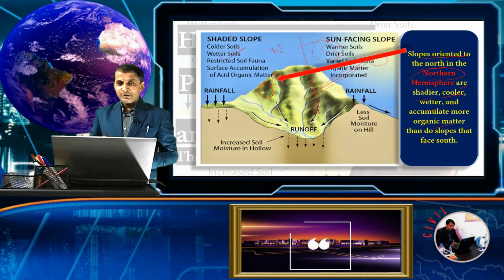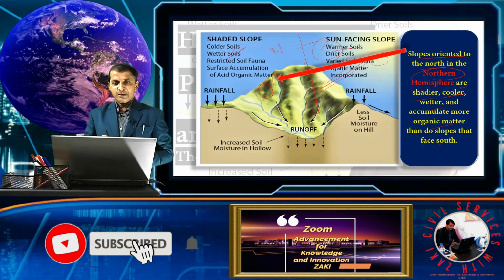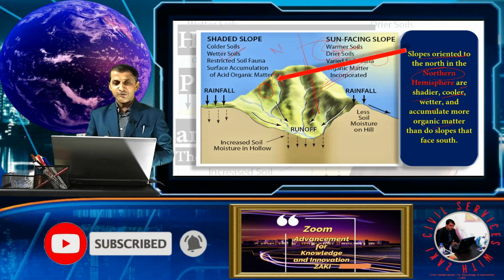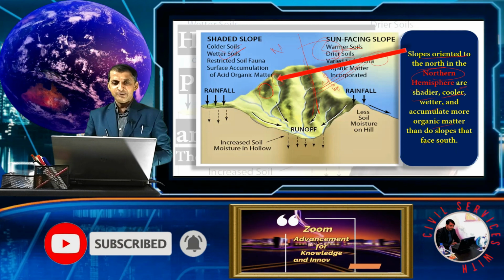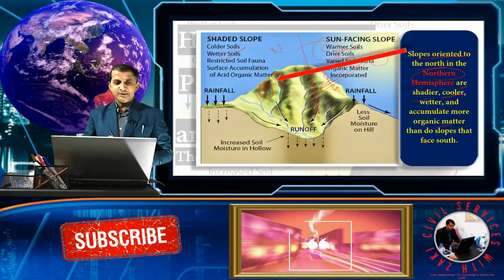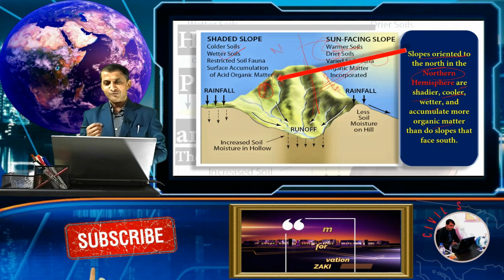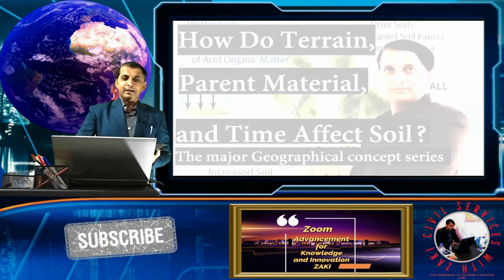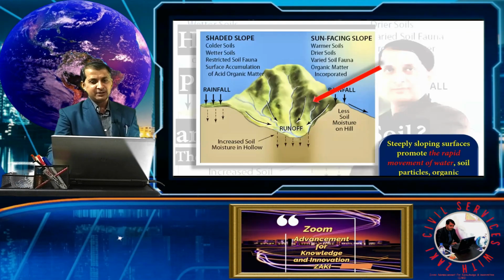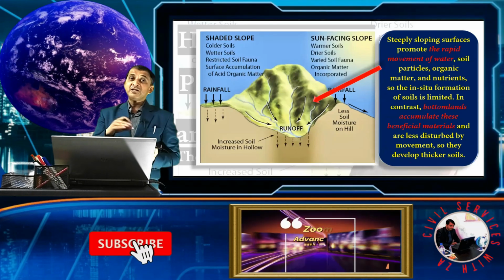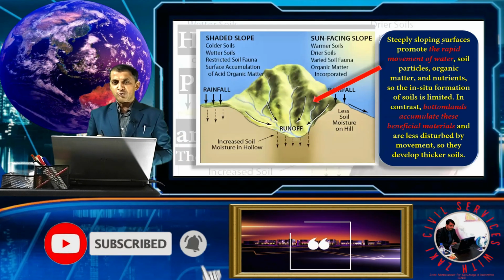So due to this, sometimes there is dry soil. Here you can see dry soil, and this area wetter soil. So see here in the next slide. As you know, steep slope.